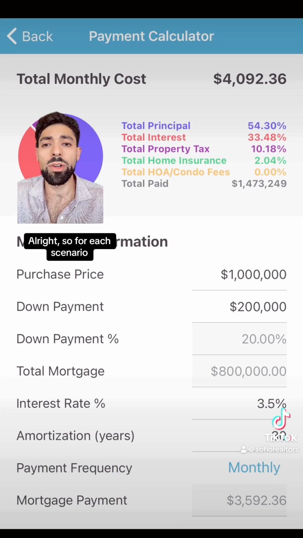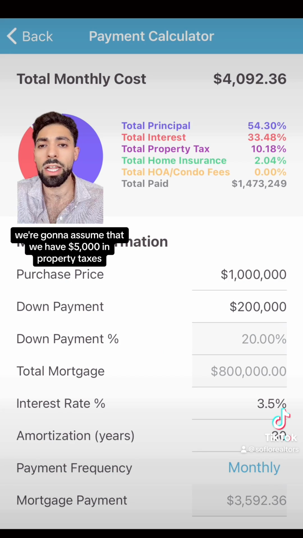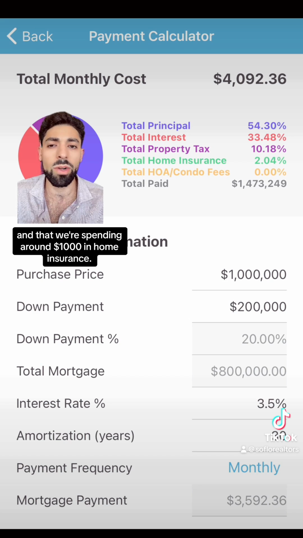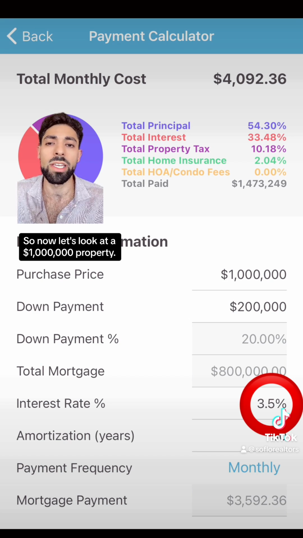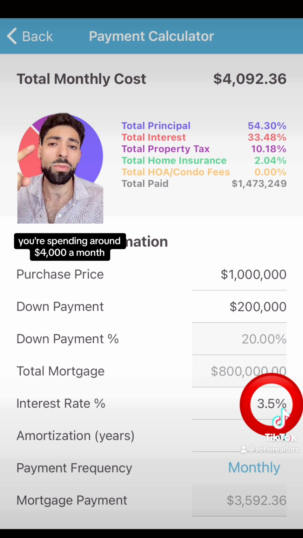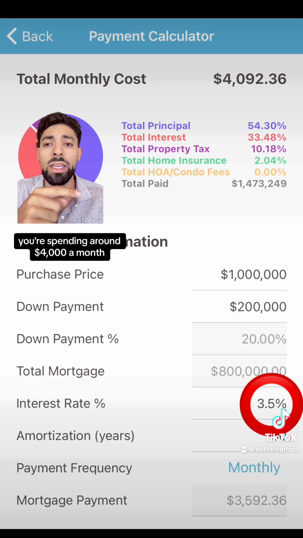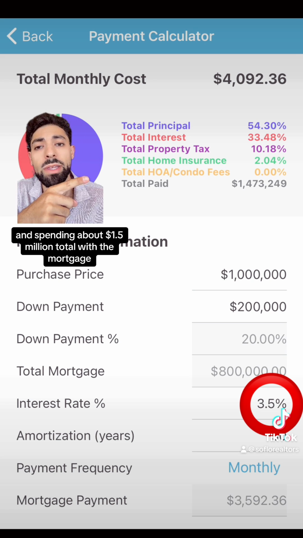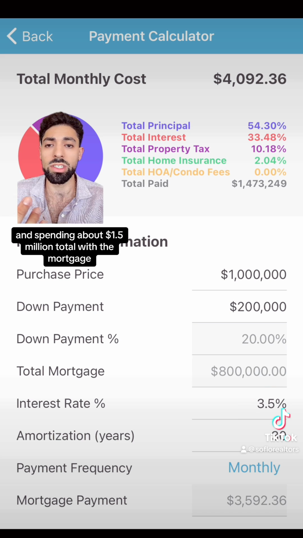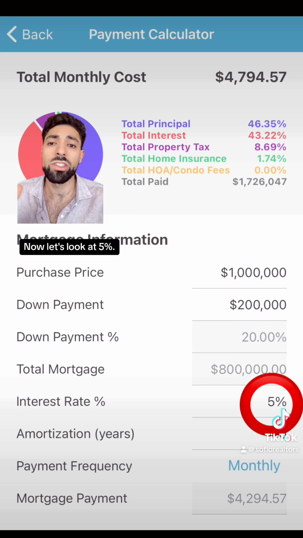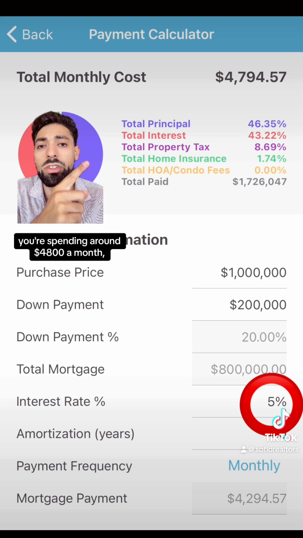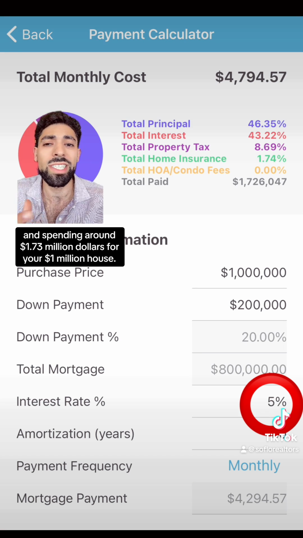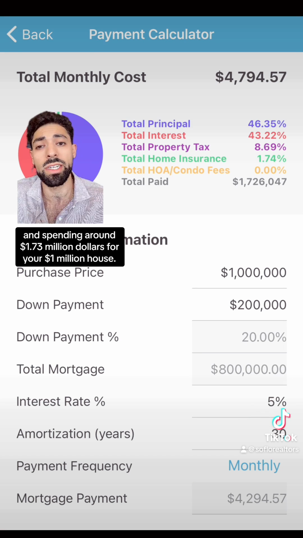All right, so for each scenario, we're going to assume that we have $5,000 in property taxes and that we're spending around $1,000 in home insurance. So now let's look at a $1 million property. At a 3.5% interest rate, you're spending around $4,000 a month and spending about $1.5 million total with the mortgage over the life of the loan. So now let's look at 5%. At 5% interest rate, you're spending around $4,800 a month and spending around $1.73 million for your $1 million house.